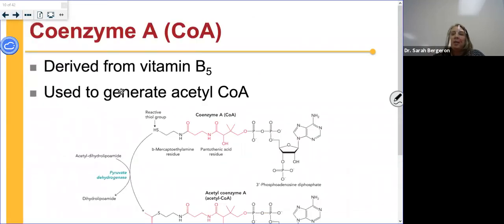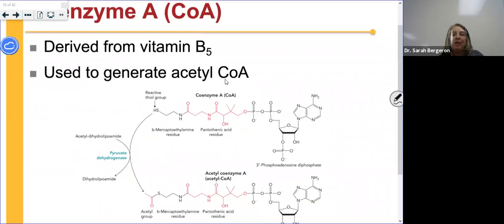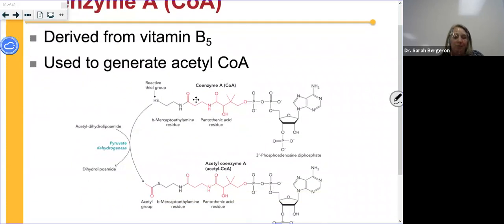All right, coenzyme A. What are we making? What do we have to have in order to enter, not glycolysis, the citrate cycle? Acetyl-CoA. What's CoA? CoA is coenzyme A. This is derived from vitamin B5. Pantothenic acid is another name for it. You don't have to know that though. But this is another one that's essential for life. So this is what we use to generate that acetyl-CoA. So this whole thing is coenzyme A.